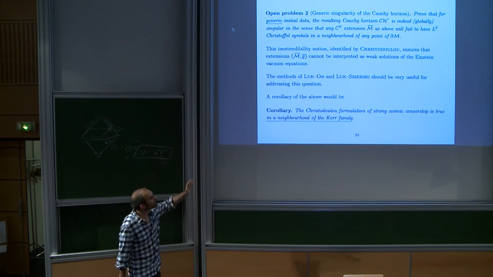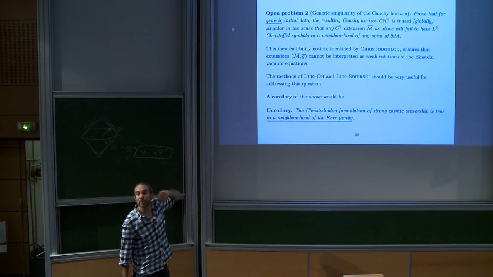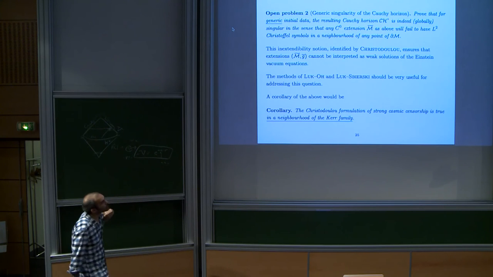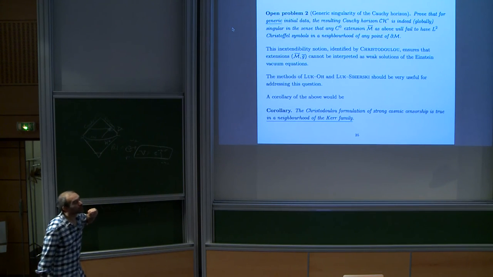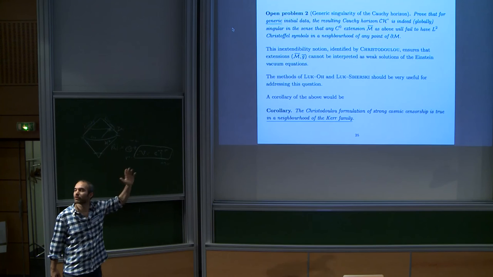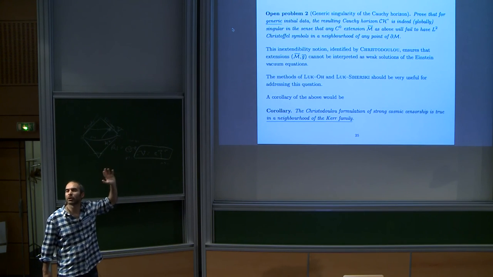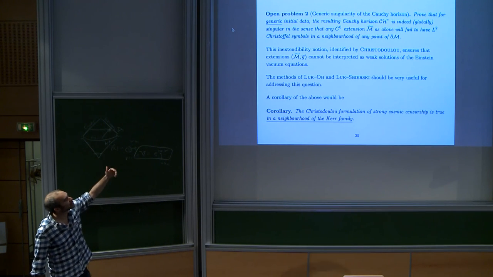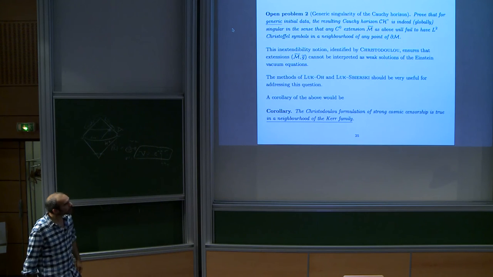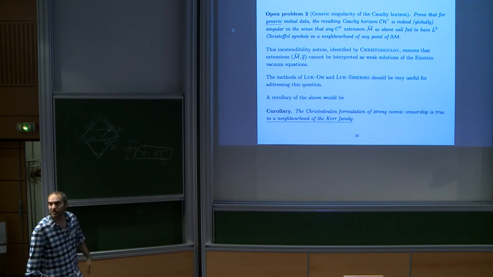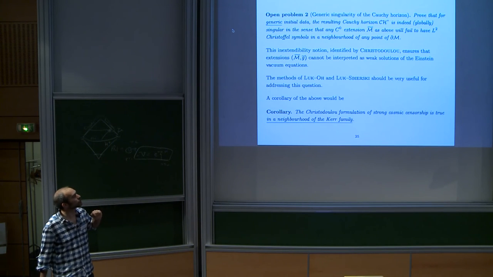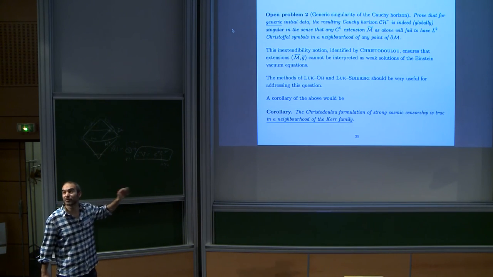And the motivation of this, so this you can think of as a weaker formulation of strong cosmic censorship, is due to Christodoulou. And the motivation, if you want, for this is that it tells you that, well, maybe you can extend as some sort of metric, but those metrics are not even weak solutions of the Einstein equations because the derivatives of the metric are not square integrable. So this would be at least some consolation. So a corollary of this would be that the Christodoulou formulation of strong cosmic censorship is true in a neighborhood of the Kerr family.